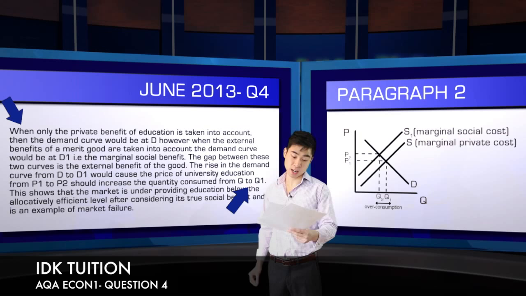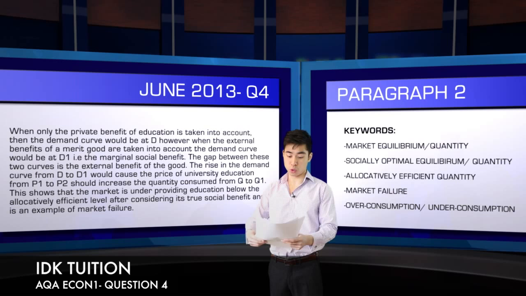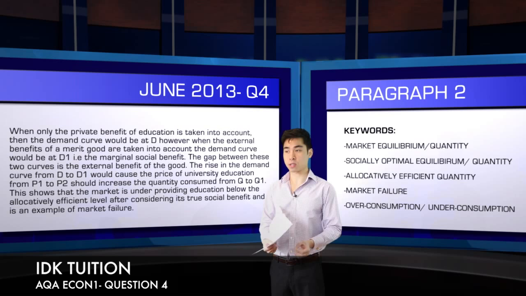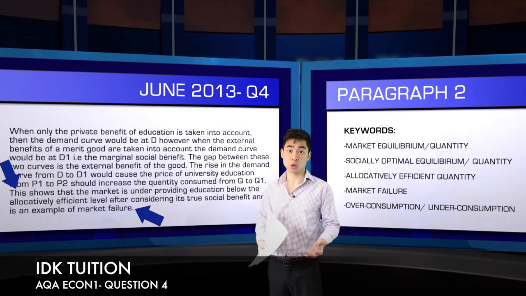I think key words here are one way that you can signpost to the examiner what you're talking about. So, when you're drawing a demerit good diagram or a merit good diagram, your socially optimal quantity is going to differ from the market quantity, and that's going to lead to a difference between the allocatively efficient or socially optimal quantity and the market quantity, and that's an instance of market failure. So it's going to be very important that you signpost this to the examiner.